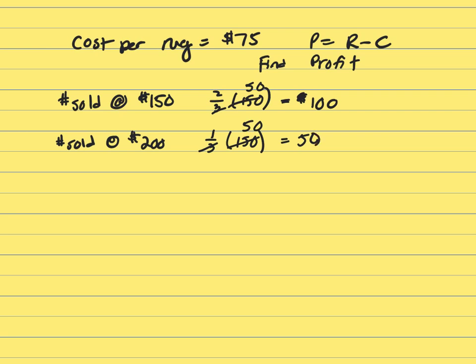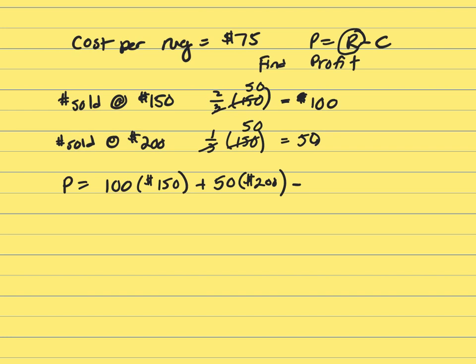Now the profit, let's figure out the total revenue first. We're going to find revenue. It comes from two different places. The one sold at 150 and the one sold for 200. So I have 100 rugs, and each one is sold for 150. That's revenue. Plus 50 rugs, which are sold for 200 apiece. That's revenue, money brought in, but it doesn't take into account cost.